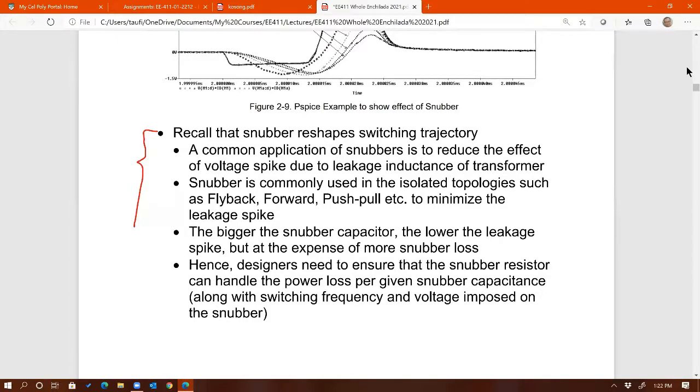So leakage spike, if you remember, comes from what component? Leakage spike is caused by leakage inductance. What component has leakage inductance? Anybody? Transformer, right? So a transformer has leakage inductance, as you already learned from 410, and magnetizing inductance, right? The problem with leakage inductance is that it is not coupled to anything.